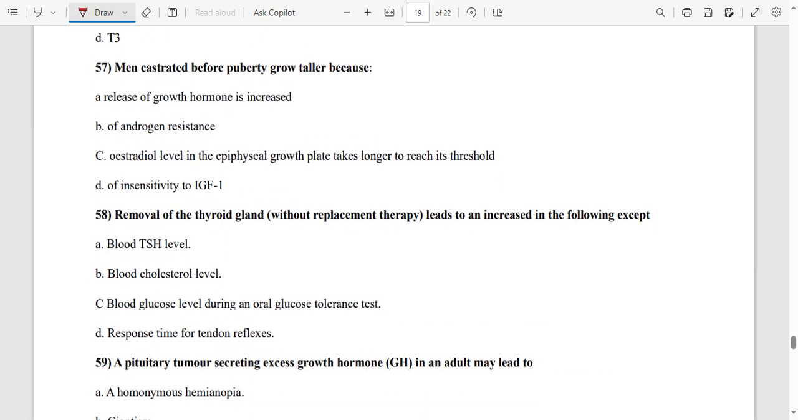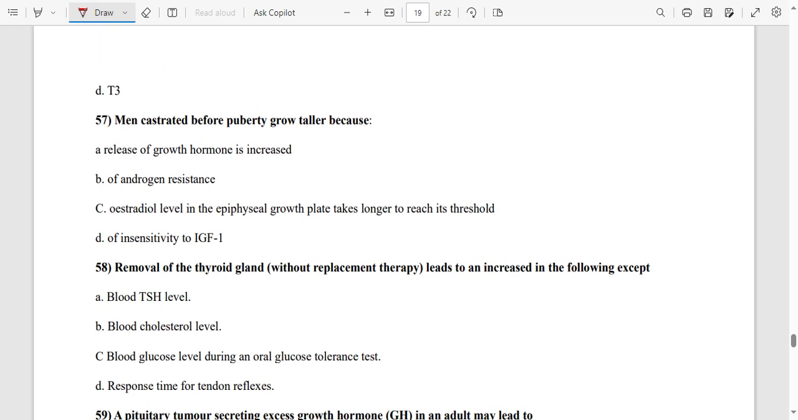Men castrated before puberty grow taller because: release of growth hormone is increased, androgen resistance, estradiol level in the epiphyseal growth plate takes longer to reach its threshold, insensitivity to IGF-1. Which one would you pick for this one?